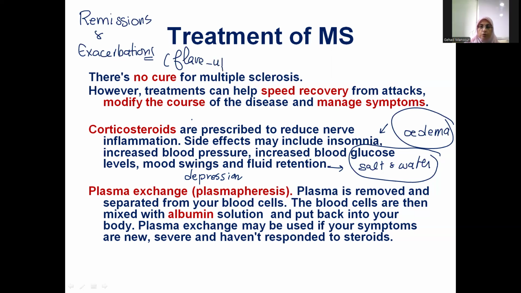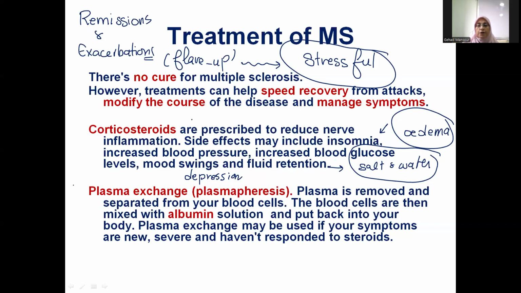Flaring up is more about the clinical picture spreading more in the body. Exacerbations usually occur under stressful conditions. That's why it is very important that people around a patient with MS should be very careful and should treat him nicely and take care of them.